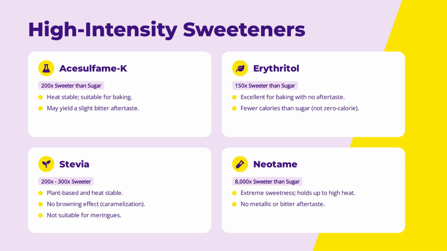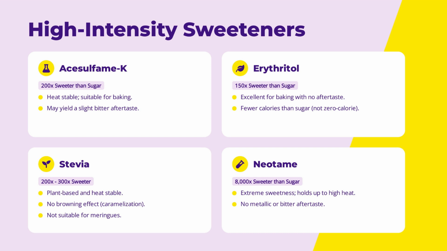Another important natural sweetener is stevia. Stevia is extracted from the leaves of the stevia plant and is approximately 200 to 300 times sweeter than ordinary sugar. Since it is heat-stable, it can be used in baked products. However, because it does not caramelize like sugar, it cannot produce the same browning effect and is unsuitable for products like meringues where sugar performs structural functions.